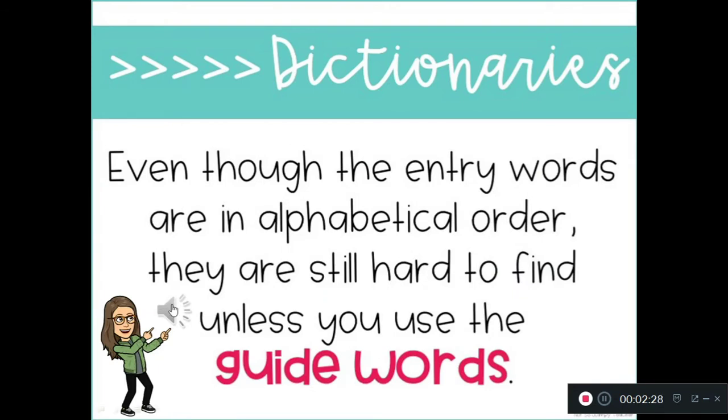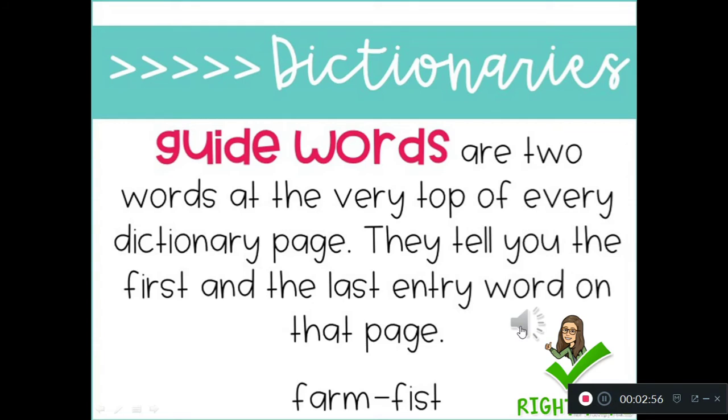So we know that all the words in the dictionary are listed in alphabetical order, but that is a ton of words. If you were to just start flipping through a dictionary looking for one word, it would be pretty difficult. So we use what are called guide words to help us decide if the word that we are looking for is on a certain page or not. So guide words are the two words at the very top of every dictionary page. They tell you the first word on that page and the very last word on that page. So if I had the guide words farm to fit, what words might I find on that page?